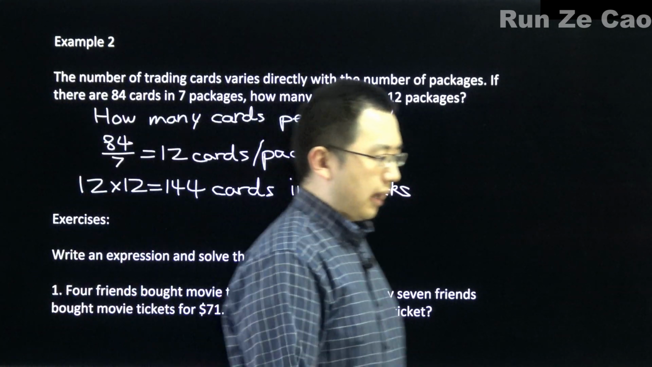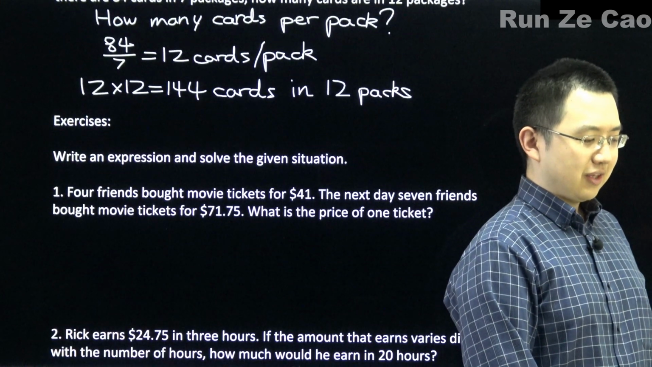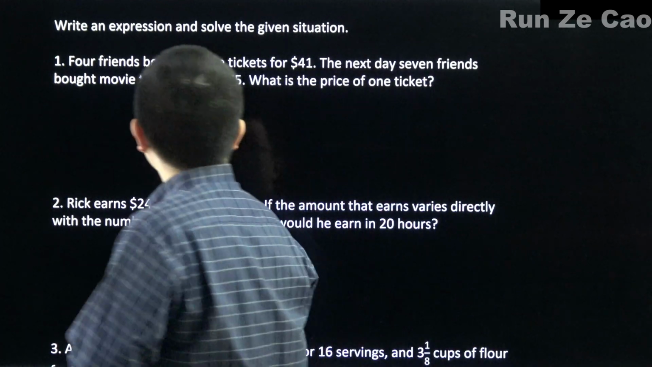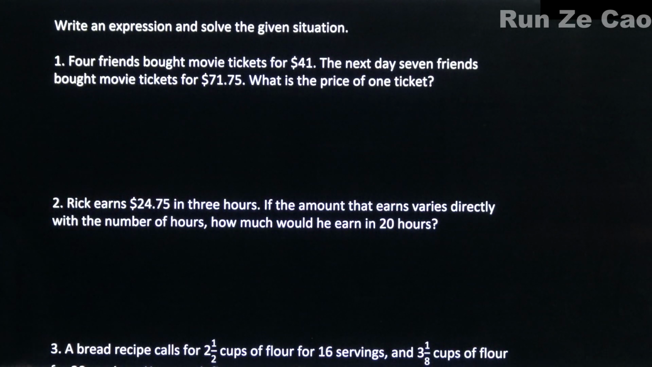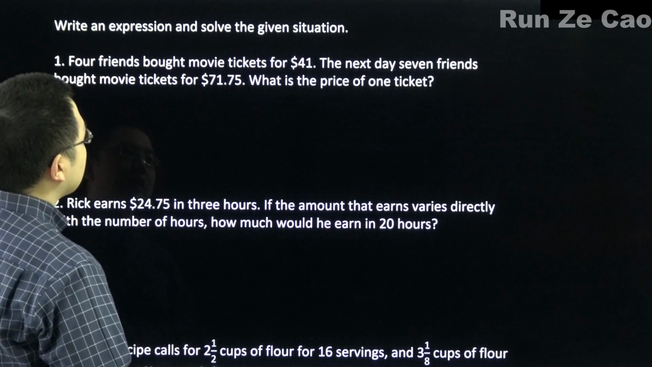All right, exercises. Let's write expressions and solve the given situations. 4 friends bought movie tickets for $41. The next day, 7 friends bought movie tickets for $71.75. What is the price of 1 ticket?